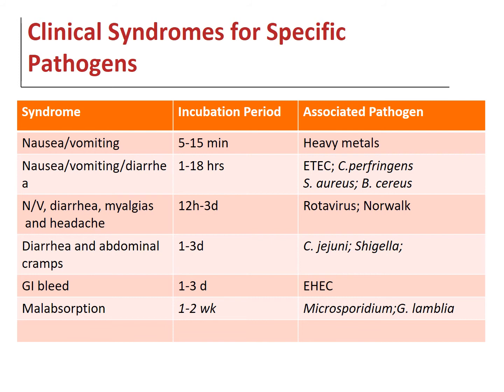Diarrhea with abdominal cramps that takes a day to about 3 days, you will notice, may be caused by Campylobacter jejuni and Shigella, and similarly with enterohemorrhagic E. coli. Those caused by parasites such as Microsporidium and Giardia lamblia will take at least a week or two.